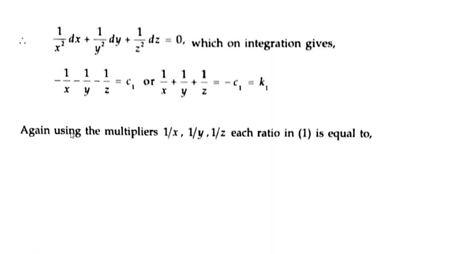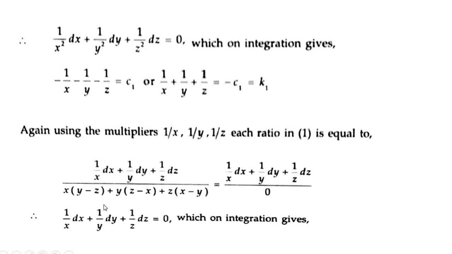So what multipliers can I choose? I'll choose my multipliers to be 1 by x, 1 by y, 1 by z. Let me check whether my denominator will be 0. So 1 by x into dx plus 1 by y into dy plus 1 by z into dz. When you multiply x square with 1 by x, the numerator and denominator will get cancelled. 1x will remain in the numerator. So you get x into (y minus z) plus y into (z minus x) plus z into (x minus y).